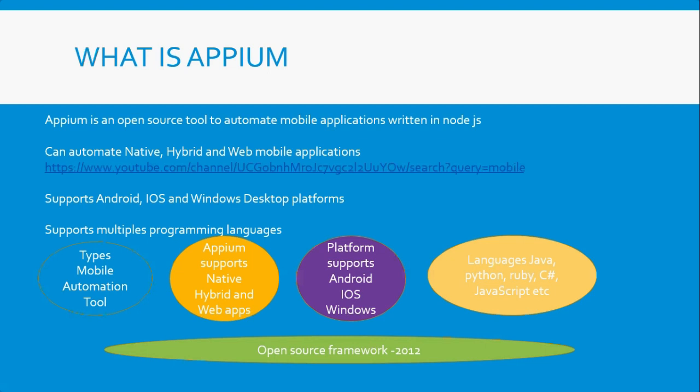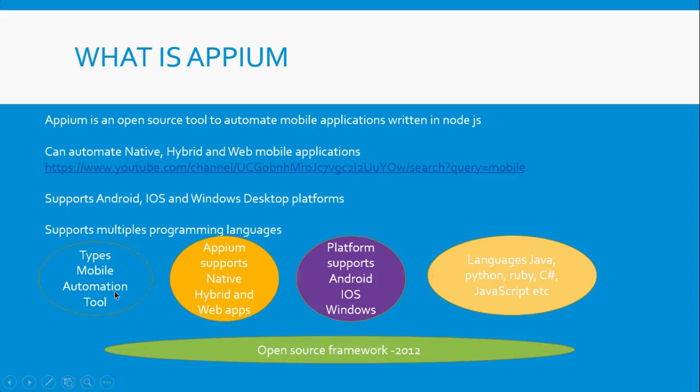You'll find that a lot of applications are written in Node.js, because mobile applications written in Node.js are very fast. They execute very fast compared to other programming languages, since Node.js is JavaScript. So Appium can automate native, hybrid, and web mobile applications. It supports the Android operating system and iOS, and you can also use Appium for Windows desktop automation as well. It supports many programming languages.